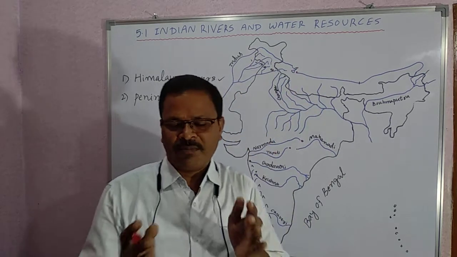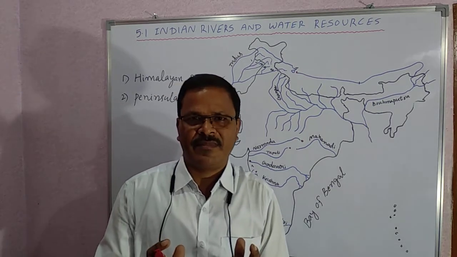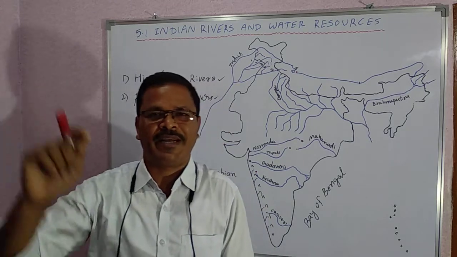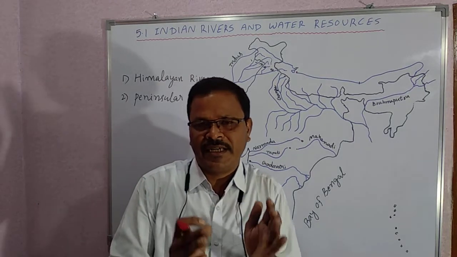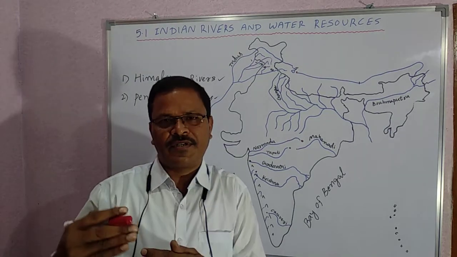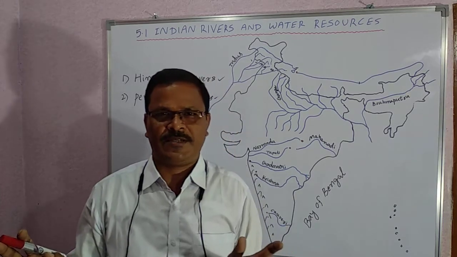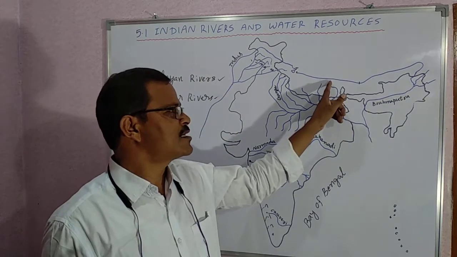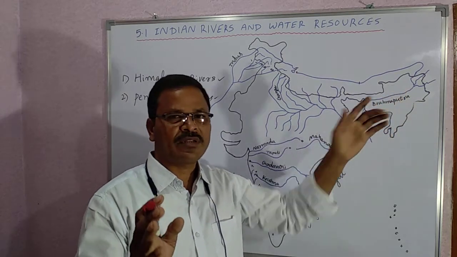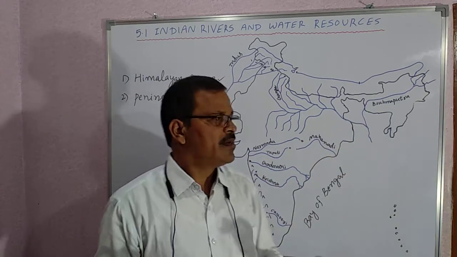Next, the Brahmaputra River. Brahmaputra starts at Chamayang Glacier and flows through southern Tibet and enters Indian territory in Arunachal Pradesh, and thereafter it enters Assam. This river has different names in different places. It is called Sangpo in Tibet, Siang and Dihang in Arunachal Pradesh, Brahmaputra in Assam, and Jamuna in Bangladesh.